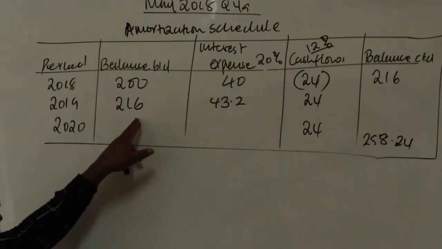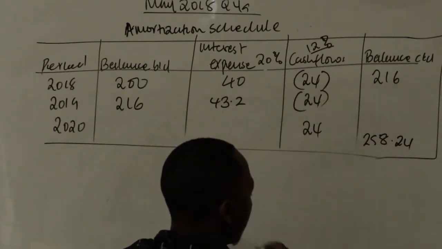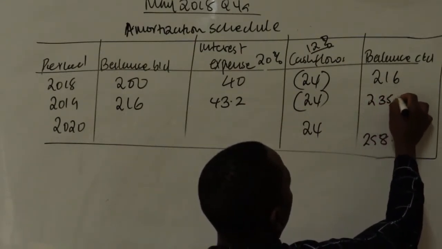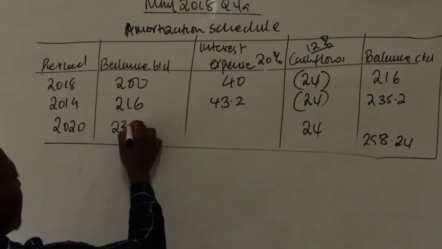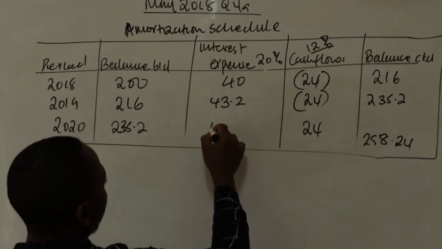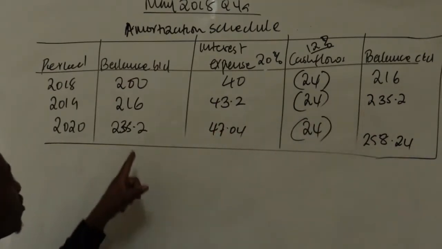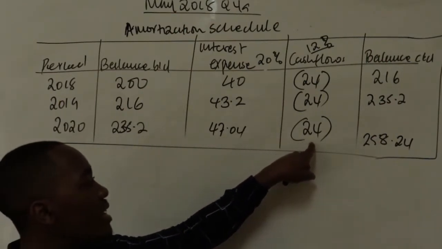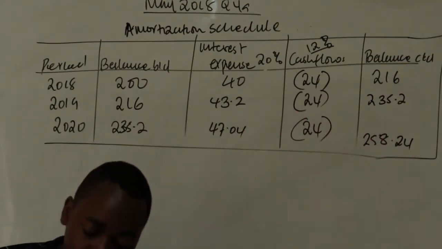So it's 216 plus 43.2. You deduct what you have already paid, 24. So the balance carried down will be 235.2. And then the balance carried down, that's 235.2. 20% of that will be an amount of 47.04. And then you deduct 24. So if you take 235.2, you add 47.04, you deduct 24, you should get 258.24. And that's what you are given.